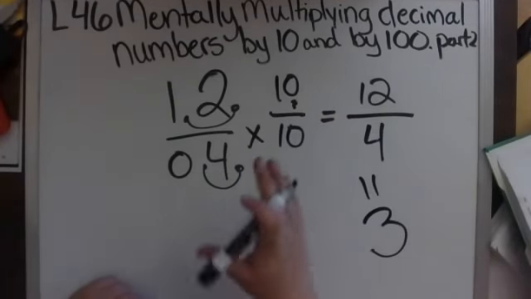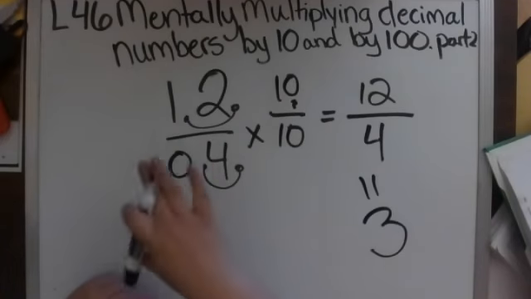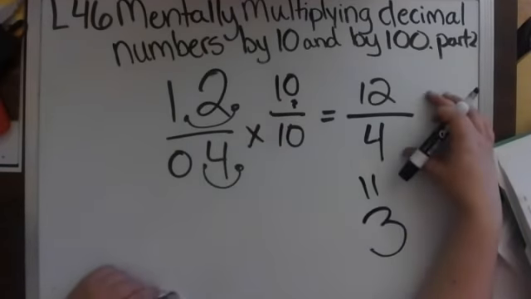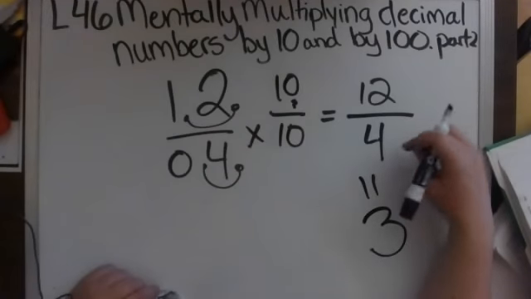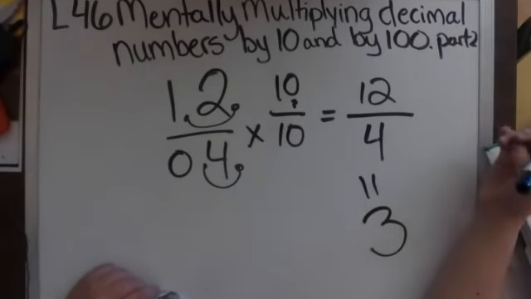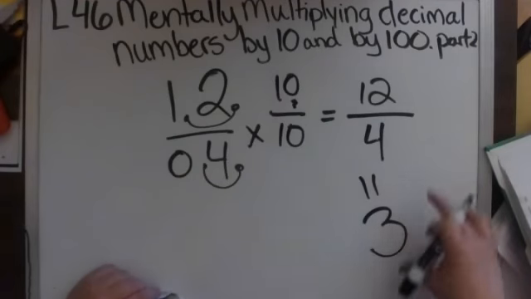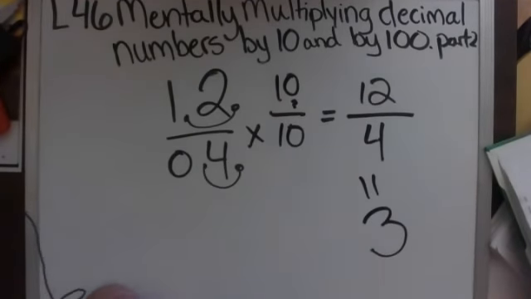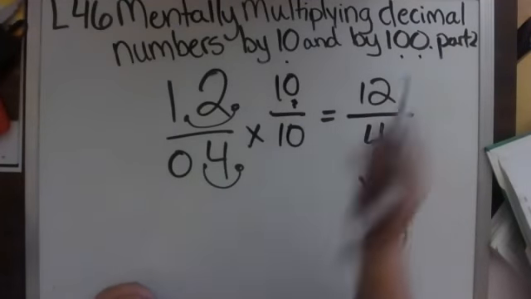So this is just times tables with tens and understanding that you're moving the decimal place over, and multiplication with other numbers, knowing how many times equally something would go into another number, to be able to convert it to its lowest terms, which in this case would be 3. That is mentally multiplying decimal numbers by 10 and by 100. Remember, you're just moving the decimal place to the right, however many zeros you have.